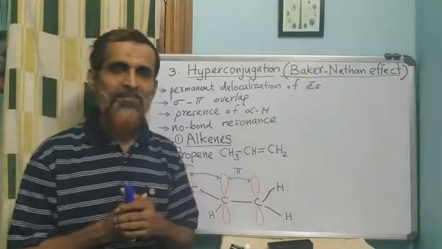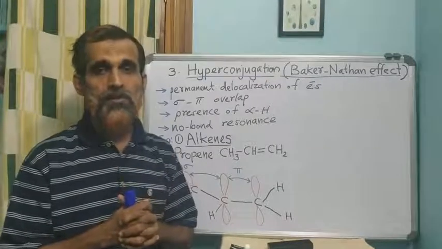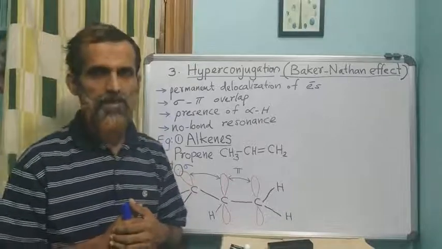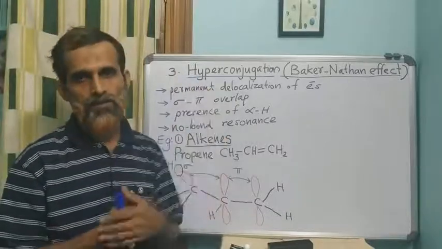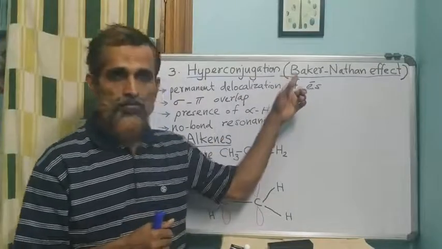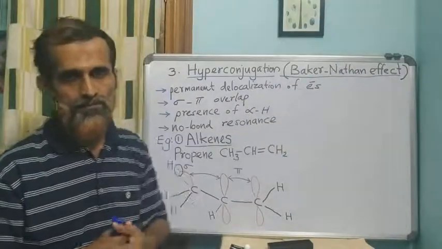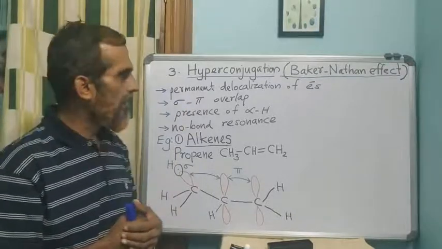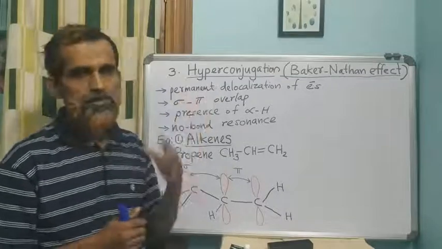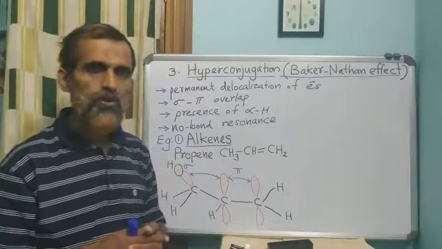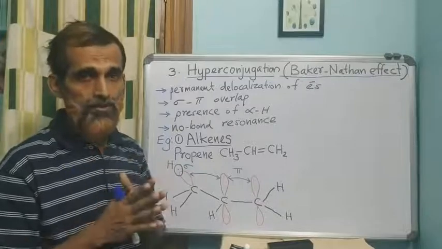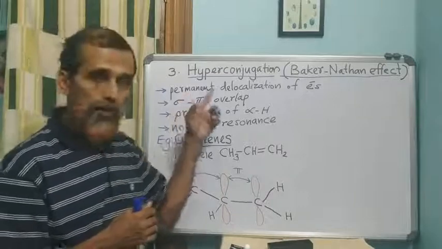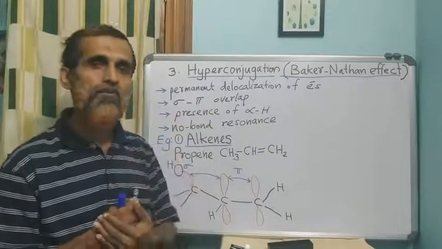Dear students, in today's class we are going to discuss the third type of electron displacement effect, namely hyperconjugation. It's also known as Baker-Nathan effect. What is hyperconjugation? It is a permanent delocalization of electrons due to overlapping between a sigma bond and a pi orbital or a p orbital.